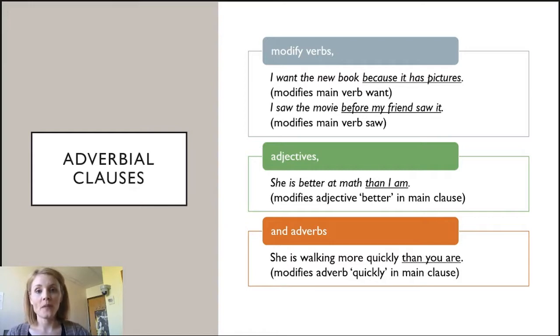An example of an adverbial clause modifying an adjective would be, she is better at math than I am. So the adverbial clause than I am is modifying the adjective better in the main clause. It's describing how much better she is. And then an example of an adverbial clause modifying an adverb would be, she is walking more quickly than you are. So the adverbial clause than you are is modifying the adverb quickly in the main clause. And it's describing how quickly.